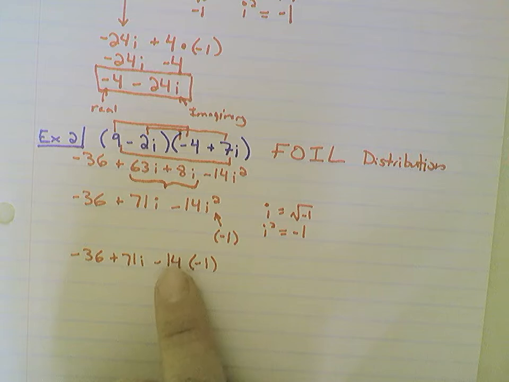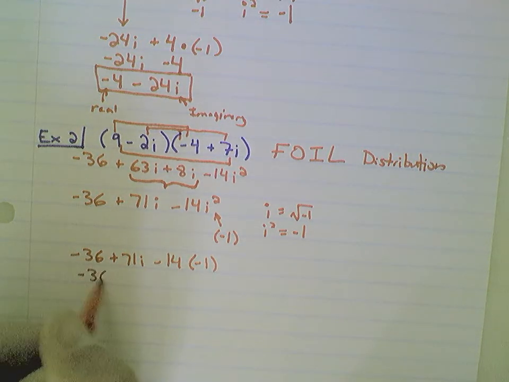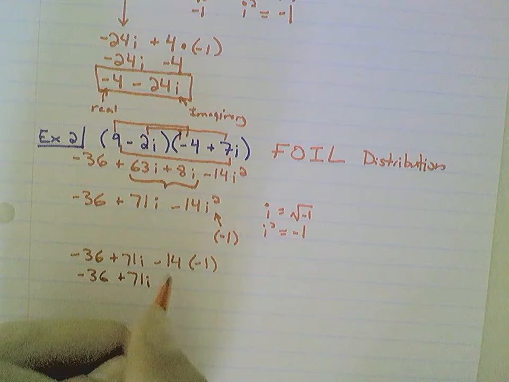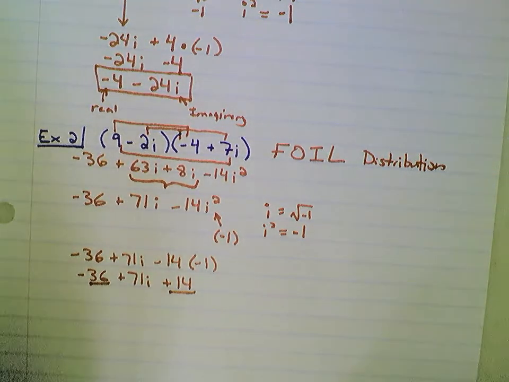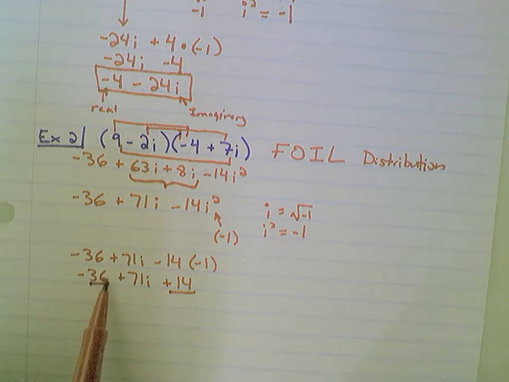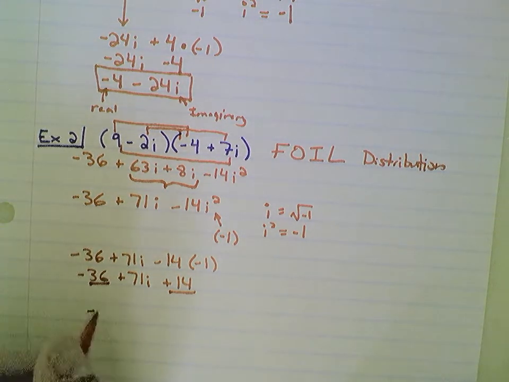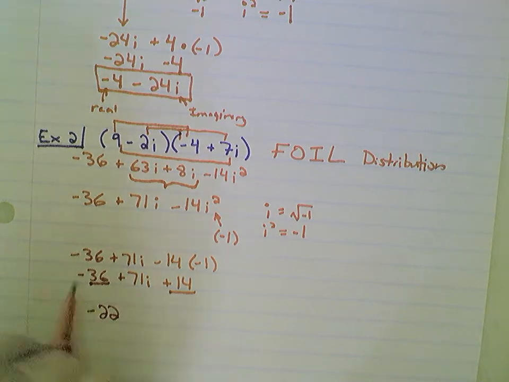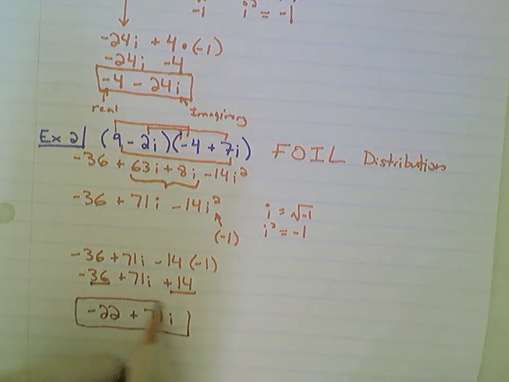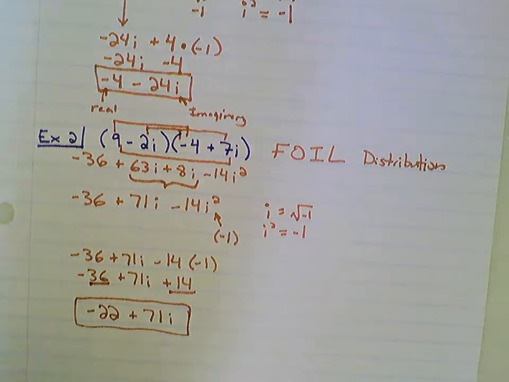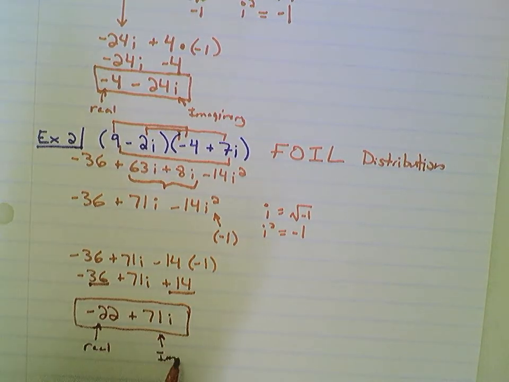Then you should notice now, if I take negative 14 and times it by a negative 1, I'm going to end up getting a positive 14. So I can rewrite this as negative 36 plus 71i plus 14. And then my last step here is just to combine the two numerical terms. So if I take negative 36 plus 14, I'll get negative 22, and then plus 71i on the end. And always remember, when we write complex numbers, we always once again want that real part first, followed by the imaginary part.